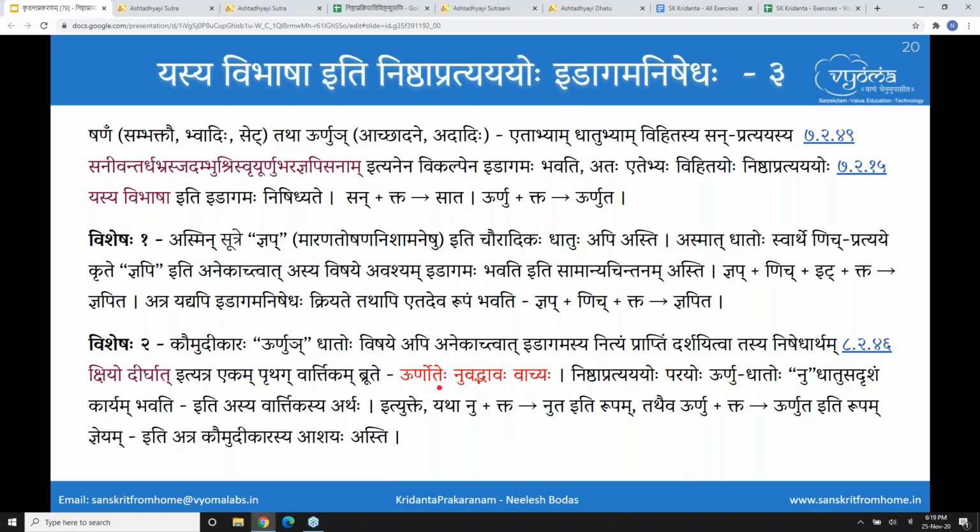So then he gives an explicit vartika, urnoterhe nuvadbhavah vachah ityanena urnu dhatoh nu iti dhatuvadeva rupam bhavati, nu dhatoh nuta iti rupam bhavati, atha urnu dhatoh urnuta iti rupam bhavati. Iti atra ashayah asti.